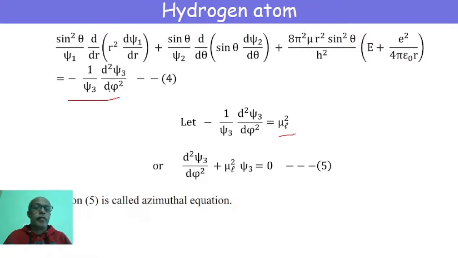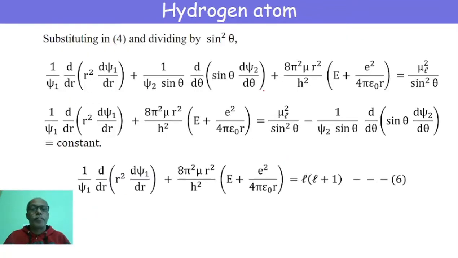The RHS of equation 4 is taken as equal to mu L square, or this can be written as d square psi3 by d phi square plus mu L square psi3 equals 0. I call this equation 5, and this equation 5 is called the azimuthal equation.